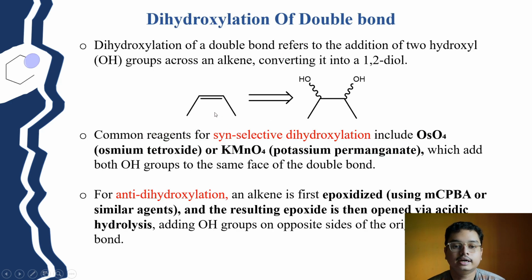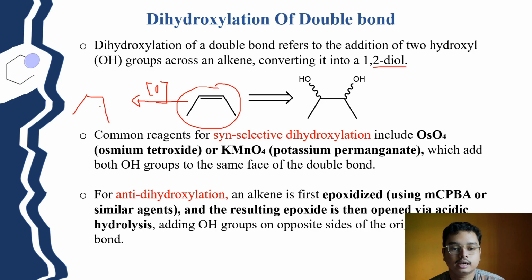First of all, the dihydroxylation of a double bond refers to the addition of two hydroxyl groups across an alkene, converting it into a 1,2-diol. In the previous segment, we talked about reacting the alkene with an epoxidizing agent to generate an epoxide. Now here, we react the alkene with different reagents to generate this 1,2-diol system. The stereochemistry is not mentioned here, because sometimes syn dihydroxylation takes place.